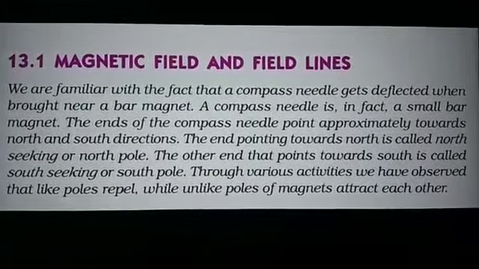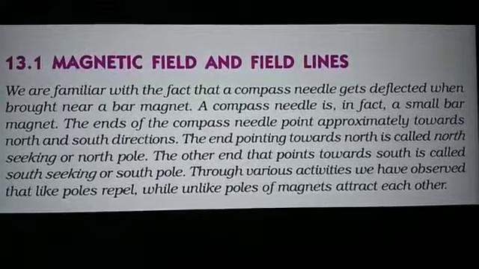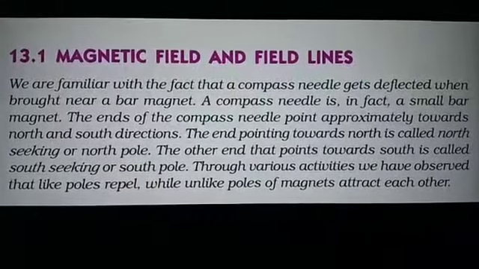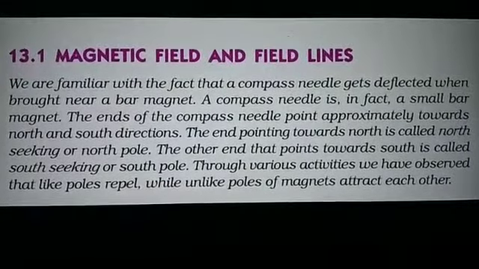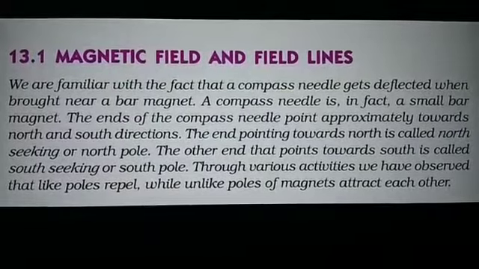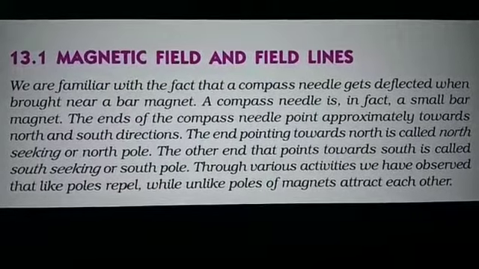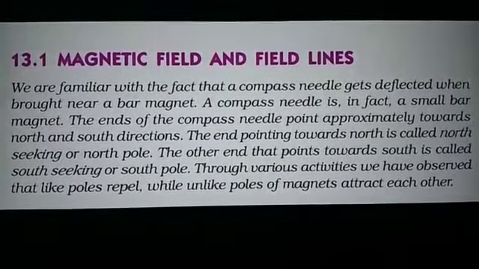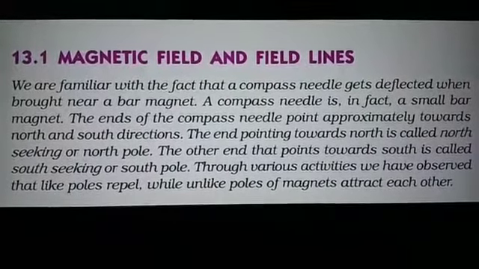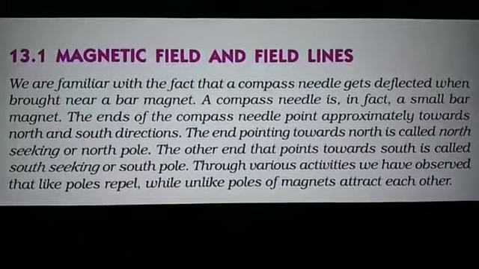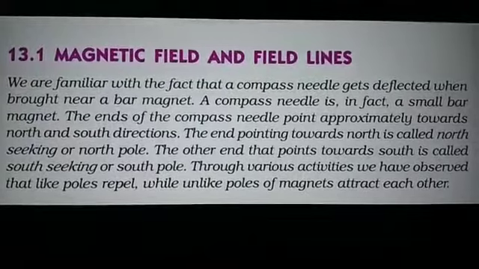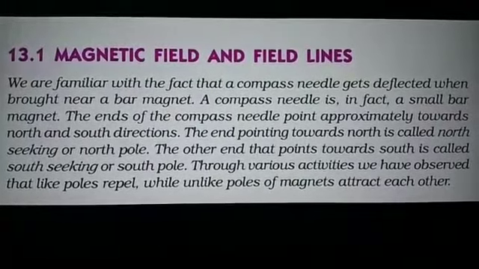Magnetic field and magnetic field lines. So for the magnetic field, we have to know about the magnet. A magnet has two poles. One is the north pole and one is the south pole. The magnetic field should be going on there. And how to make magnetic field lines?